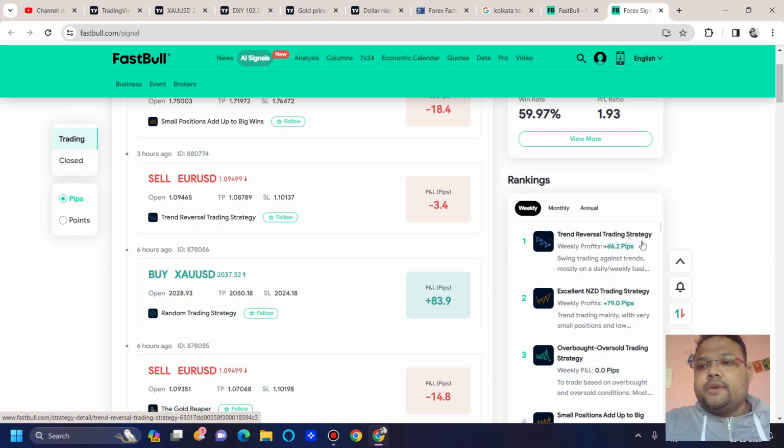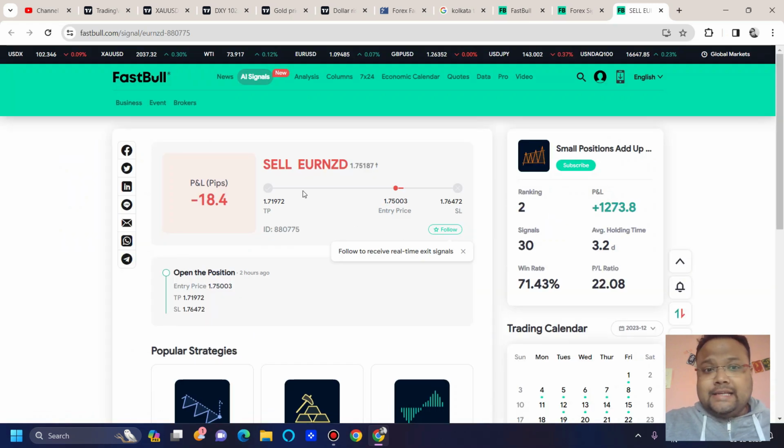For example, the trend reversal trading strategy has given 86.2 pips. For example, a sell on EUR/NZD. You can see the open position entry price is this, TP is this, SL is this. After taking the entry here, right now it's a little bit on the downside, but this is the TP. In most signal services you always see that the risk to reward ratio is not in your favor, but in this case you can clearly see that the risk to reward ratio is in your favor and you won't find a problem here.